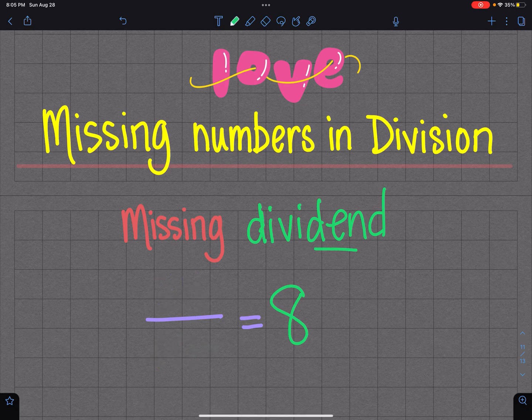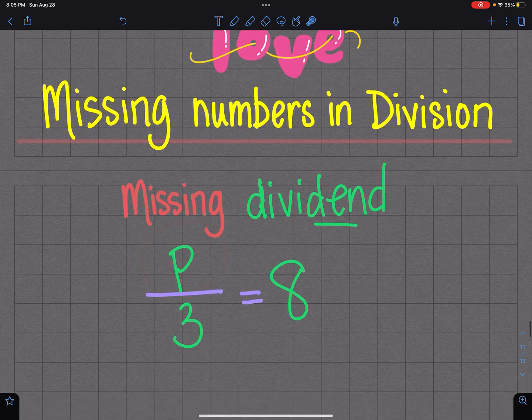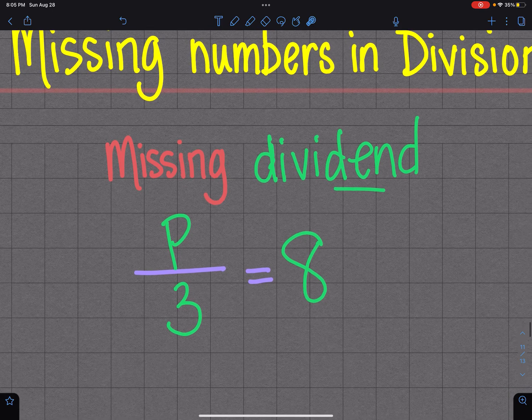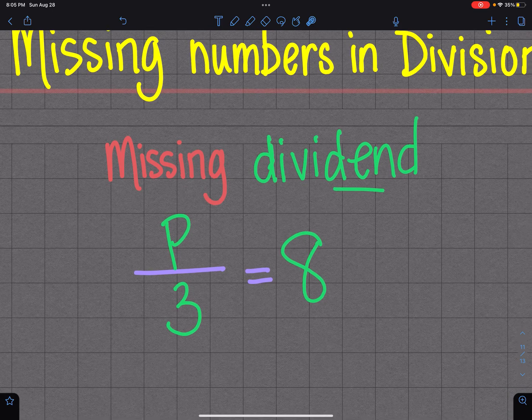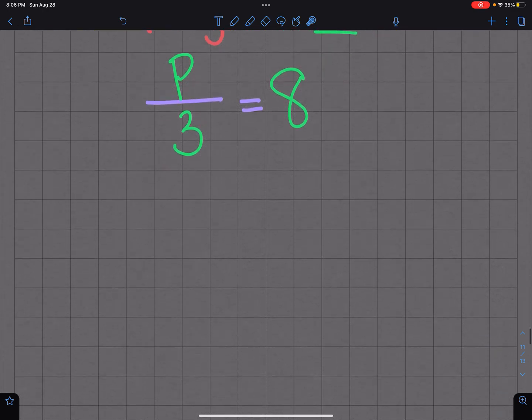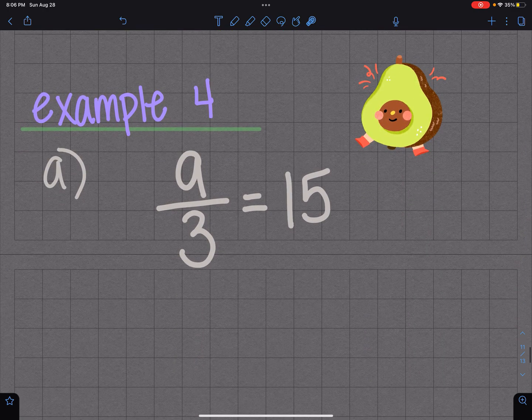So you might have a missing dividend, and you might know that the divisor is 3. Then you have to figure out what is the big number that you're dividing by 3 to get 8. To figure out these problems, when you have a missing dividend, you do the inverse operation, and you end up multiplying the quotient and the divisor to figure out what the dividend is. So let's do some examples so you can see this in action. All right, let's do example 4.